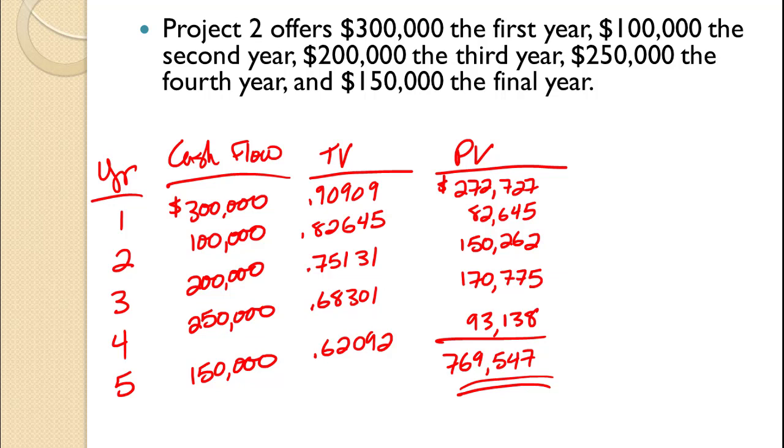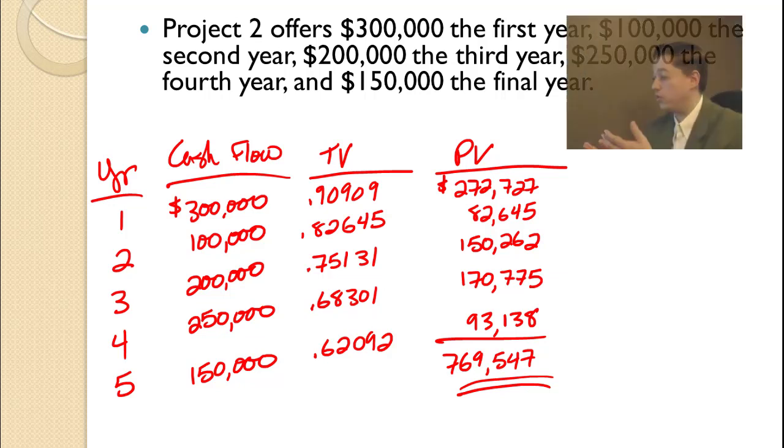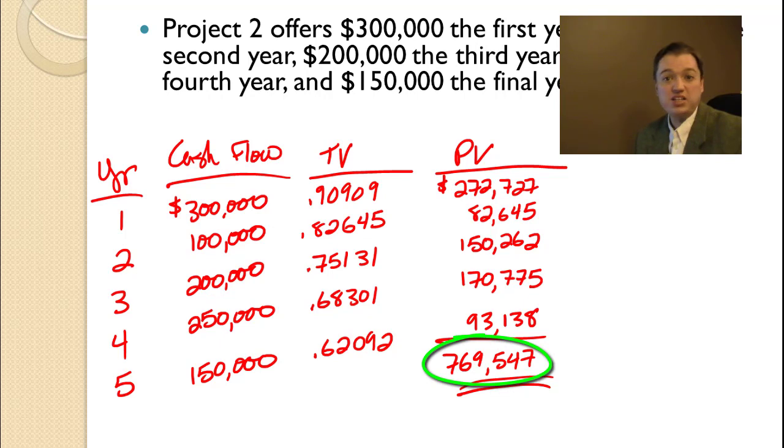If I can pay $750,000 for something I think is worth this $769,547, I'm actually going to make more than I thought I was going to make. Instead of making my 10% interest, which is what this would give me, I'm going to make 12, 13, 14, 15, who knows, percent by making this investment at $750,000. So again, another good deal.